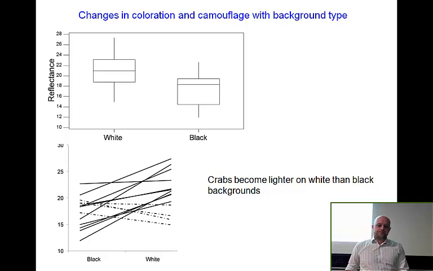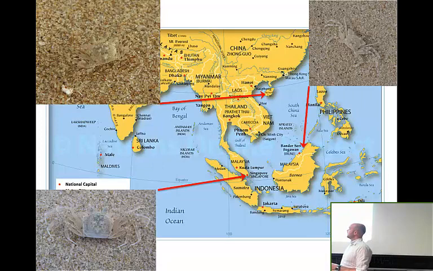And so one of the things that we're looking at next is the really tough job of going around Southeast Asia on these tropical beaches and sampling to see whether they are matching the different beach types that they're found on. So these are individuals found from Hainan Island in China, from Borneo, and from Singapore. We don't know the answer to that yet, though.